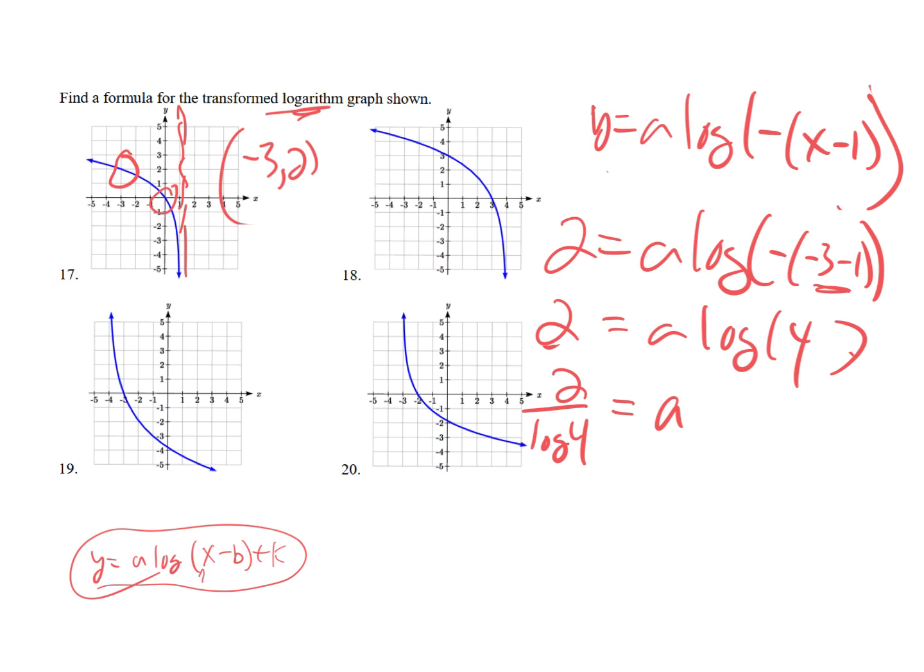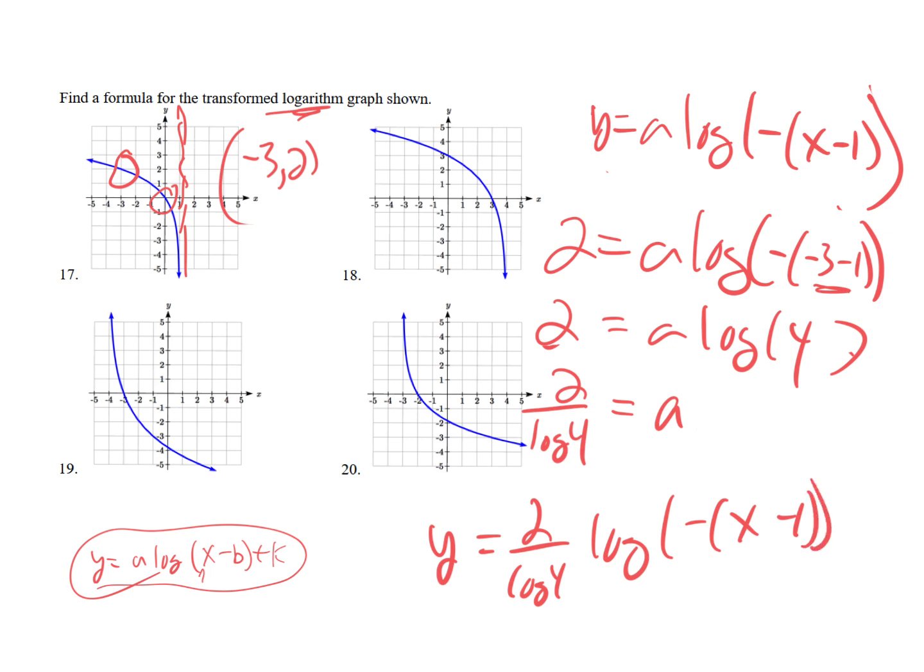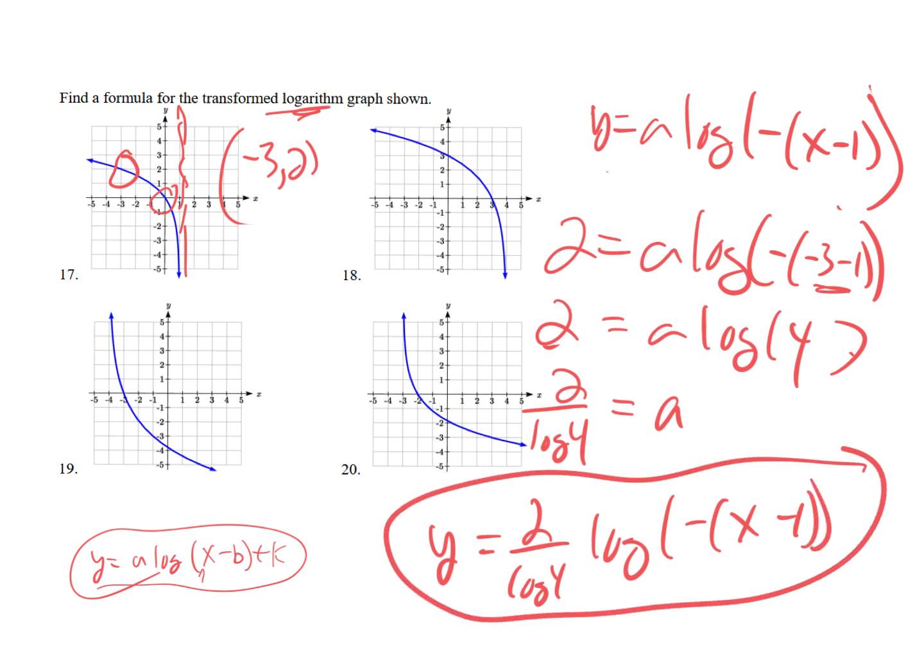I could stop right here and say, okay, here's the equation of the curve that gives me that graph. So y equals 2 over log 4 times the log of negative x. I almost said negative x. Just a minute here. Of x minus 1. So that's that equation, and that works.